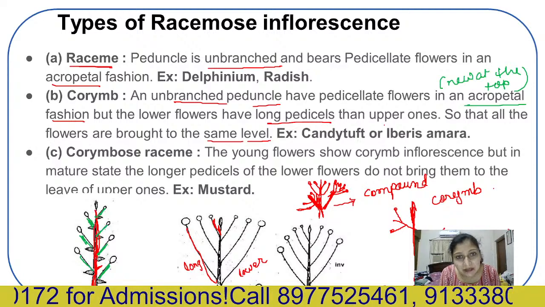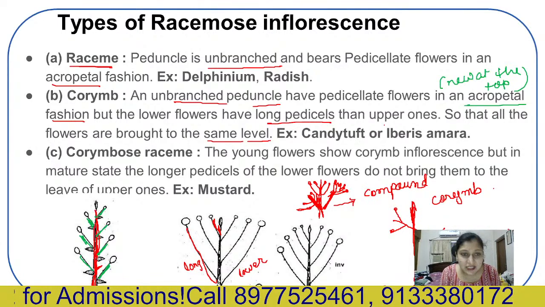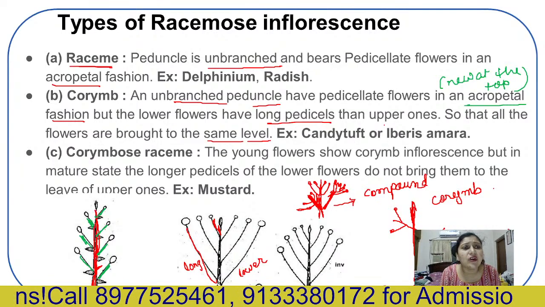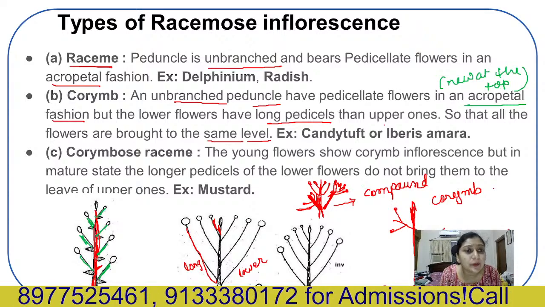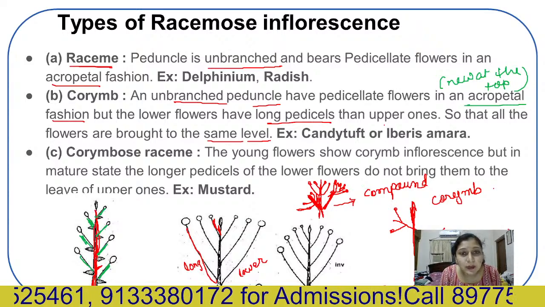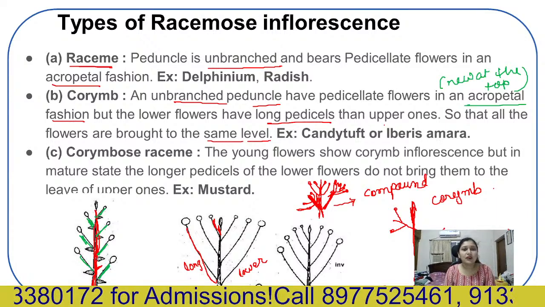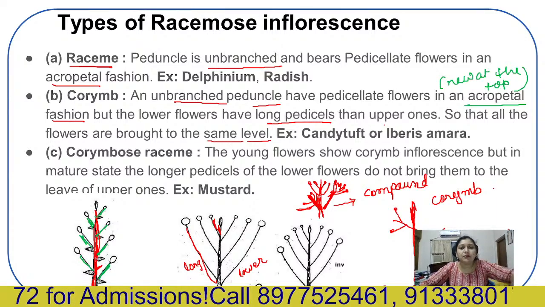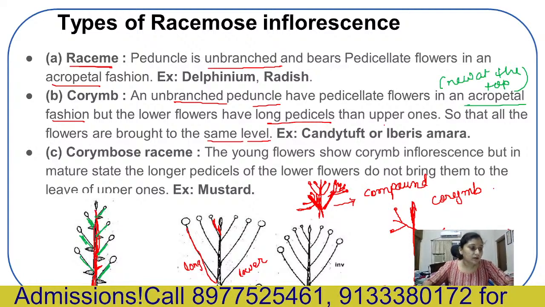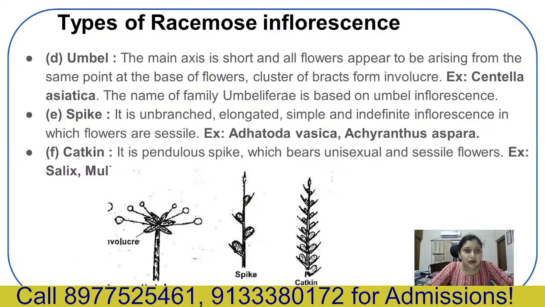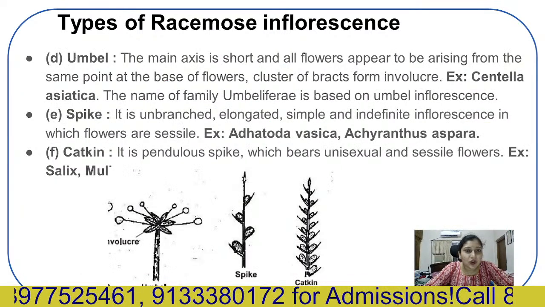Why is it racemose? Raceme, that means one thing is common here. All the flowers are arranged in acropetal fashion. Older remain at the base and younger will be growing at the tip region. Is that clear? Now, the next type of racemose.